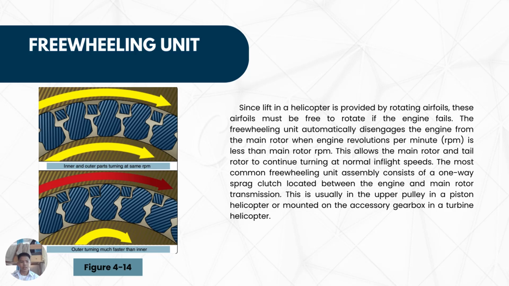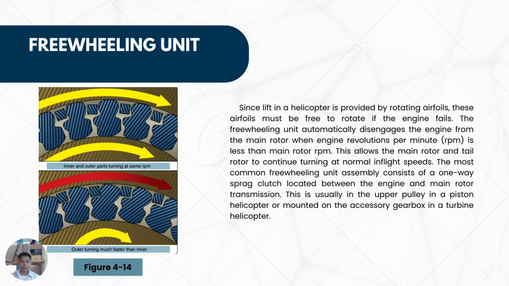Next is the freewheeling unit. Since lift in a helicopter is provided by rotating airfoils, these airfoils must be free to rotate if the engine fails. The freewheeling unit automatically disengages the engine from the main rotor when engine revolutions per minute, or RPM, is less than main rotor RPM. So this allows the main rotor and tail rotor to continue turning at normal in-flight speeds.